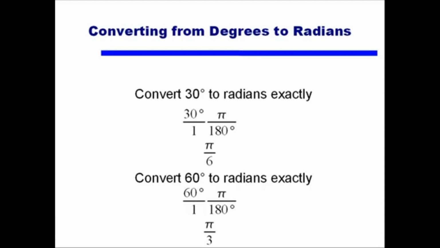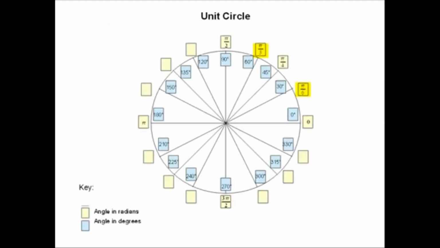The way I remember this is I have 30 degrees and 60 degrees. 30 degrees has a denominator of 6, whereas 60 degrees has a denominator of 3. It's just a quick way I have of remembering which denominator goes with 30 degrees and which goes with 60 degrees. So I've put that into my unit circle.